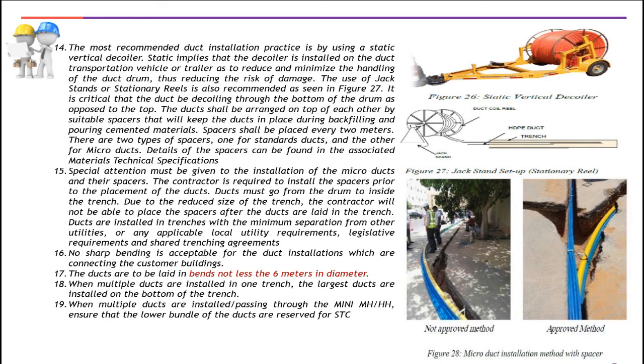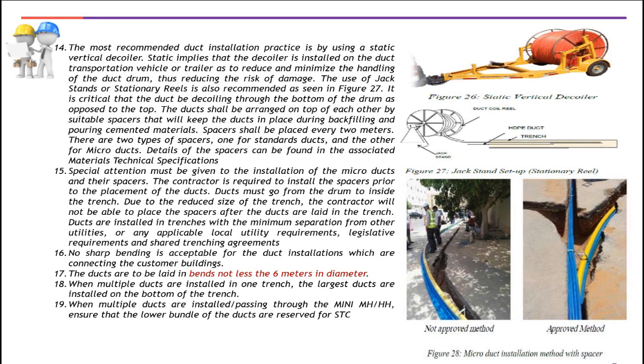Special attention must be given to the installation of the micro ducts and their spacers. The contractor is required to install the spacers prior to the placement of the ducts. Due to the reduced size of the trench, the contractor will not be able to place spacers after the ducts are laid in the trench. Therefore, the spacers are installed first to build the duct formation outside the trench. Then all the ducts are laid inside the trench. Once all ducts are installed, the contractor must close the spacer tightly.